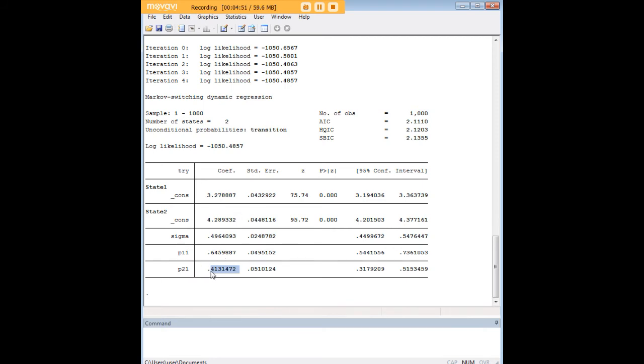If P21 was very low, like 0.02 or something, we'd conclude the same thing. We'd say, hey, in that period where the lira was observed to be much weaker against the dollar, it kind of stayed there. It didn't easily go back and revert to the first state.